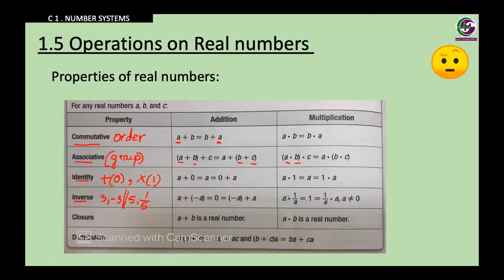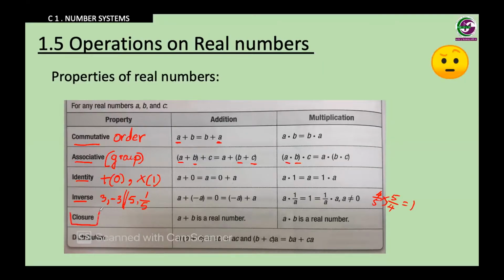Okay, now when you come to multiplication, if you have the number A, its inverse is 1 by A. So if you have 3, the inverse is 1 by 3. So what is the inverse of 4 by 5? The inverse is 5 by 4. Because when you multiply these two together, you will get the answer 1. Is that clear? Okay. Next one is closure property.